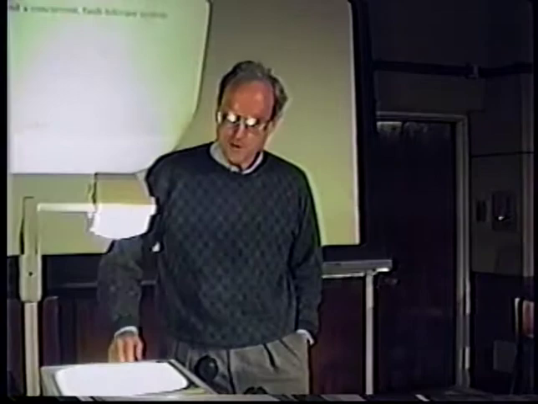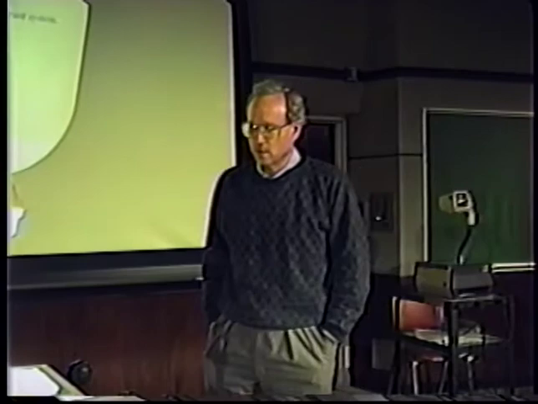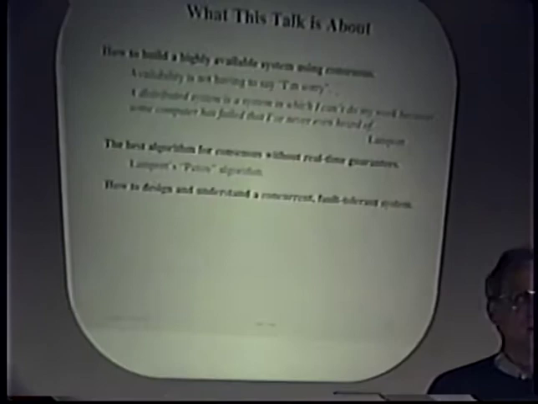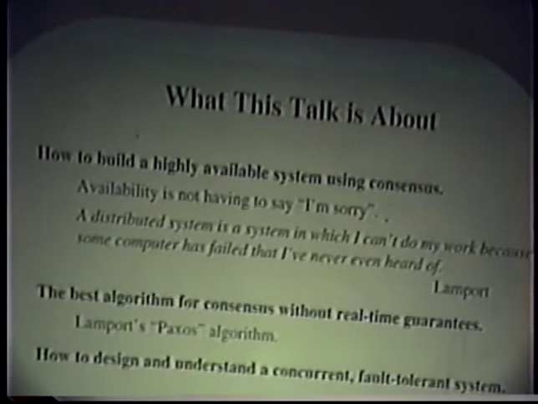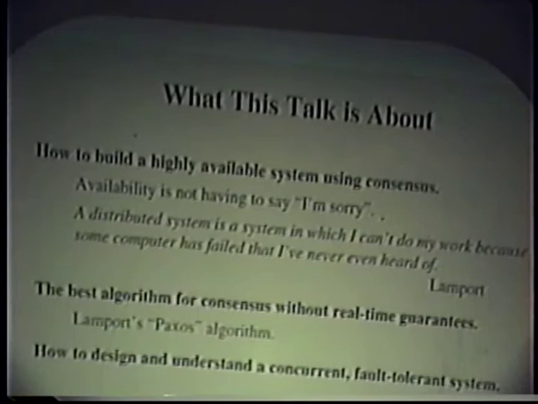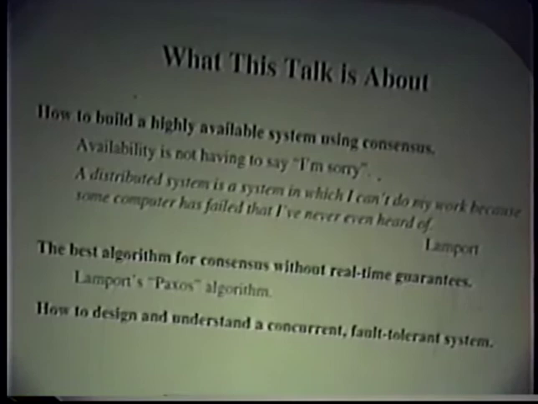Okay. So what I want to talk to you about today is there are three interwoven themes. One of them is how to build a highly available system using the basic idea of consensus, which is a primitive that allows several computers or several processes to agree on something. And I'll explain how, if you have such a primitive, you can piggyback from it, you can use it as a building block to build arbitrary, highly available systems.